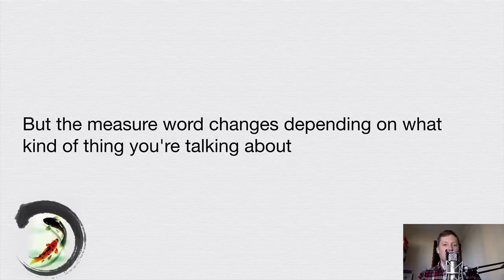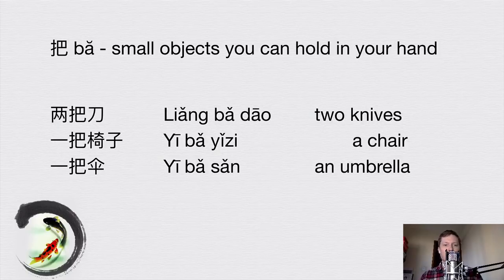However, the measure word is not always this character 个. It in fact changes depending on what type of thing you're talking about. And this is quite complicated, and some of these examples you just have to learn. But we can run over some of the general rules and a few of the common measure words in Chinese. For example, 把 is often used for small objects that you can hold in your hand.